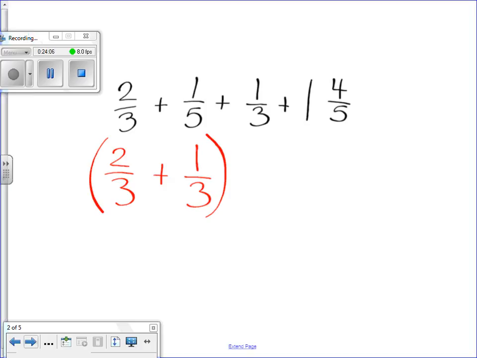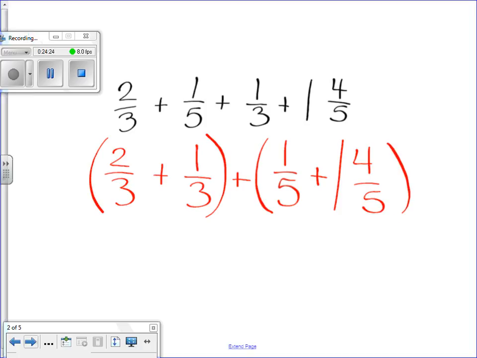Alton, are you writing this down? Plus sign in the middle, because I'm adding everything. Then I'm going to put my 1/5 and my 1 4/5 together. Those have the same denominator. I'm going to add those together too.